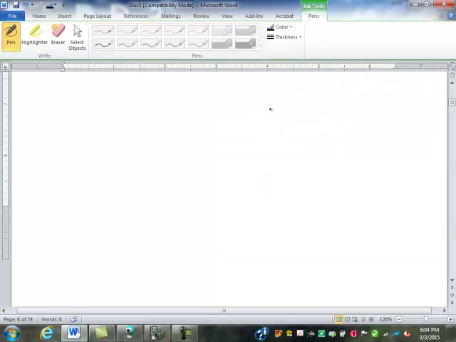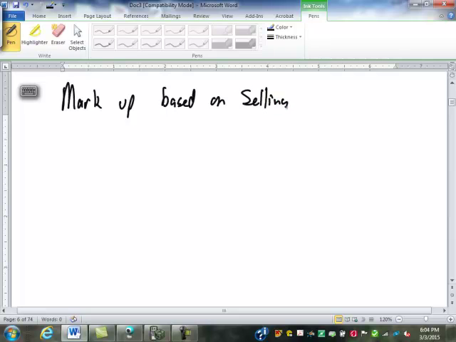The other type of markup is markup based on selling price. What that means is instead of considering the cost to be 100%, we consider the selling price to be 100%. And our markup is then a percentage of the selling price. Now, the markup based on cost that we've been discussing, that's what everybody thinks of markup as: you take what you paid for it, you find a percent, and you add that on. It's an easy way to do it.